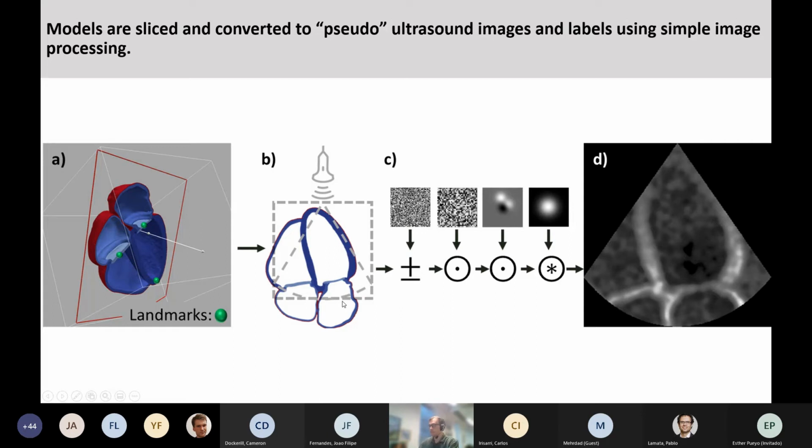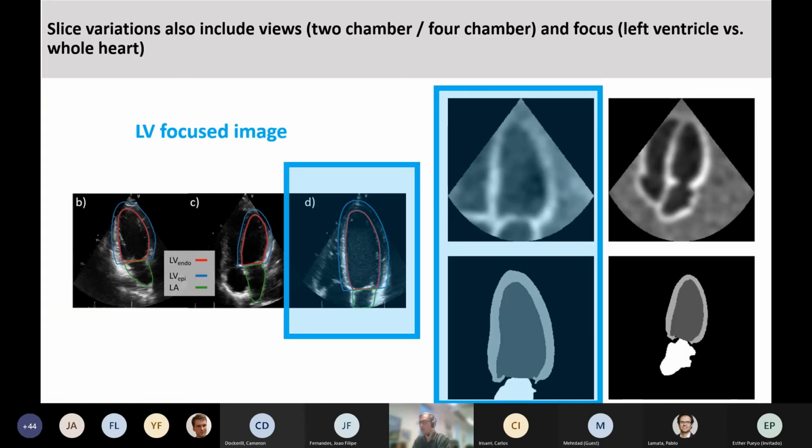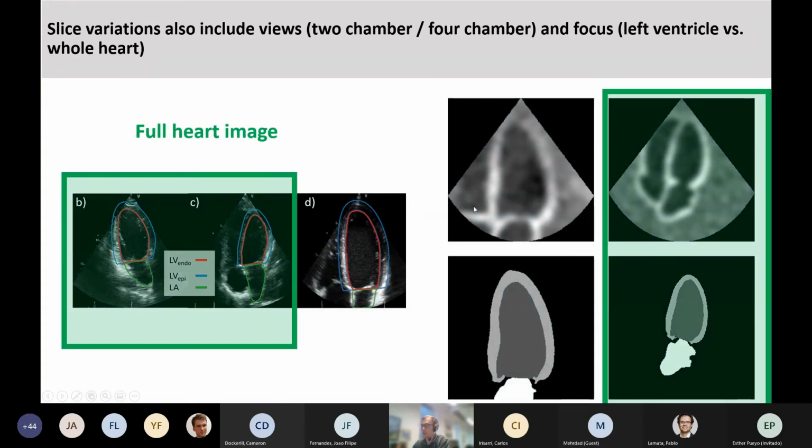And you have to include modes of variation that correspond to the modes that you see in real images. There's a number of those, but I'll just go over one or two briefly here. One example would be that in real images, you're usually either focused in on the left ventricle or you're focused on the entire heart. In the images highlighted in blue, this one's more focused just on the left ventricle, and we had to generate some pseudo images that matched that. Alternatively, you can have images that are focused on the entire heart, showing all of the chambers, and we also generated pseudo images that mimicked that distribution.